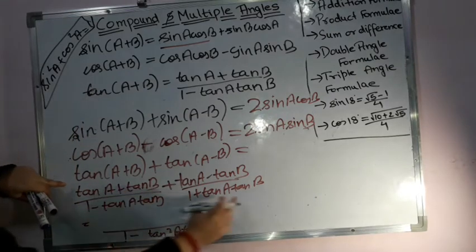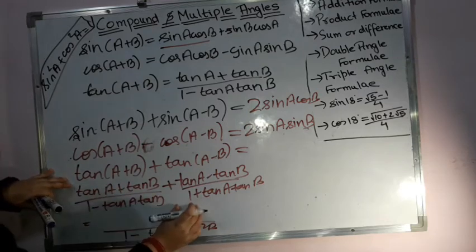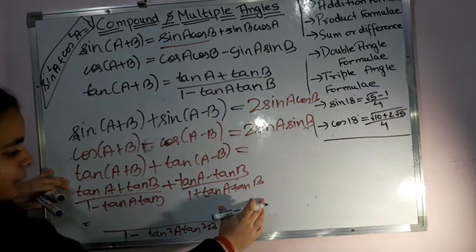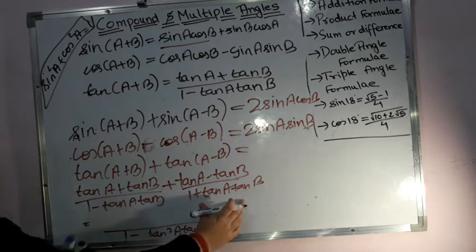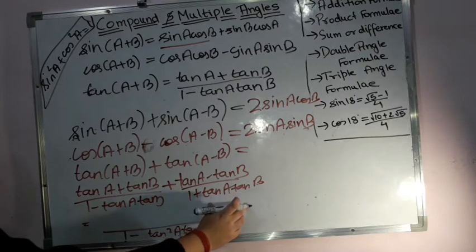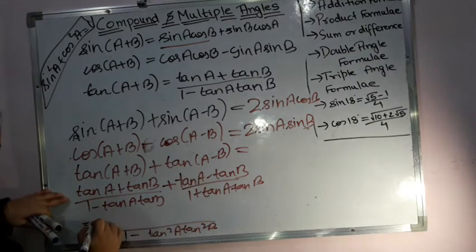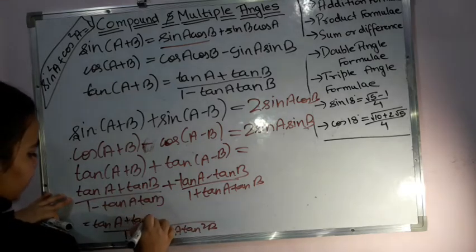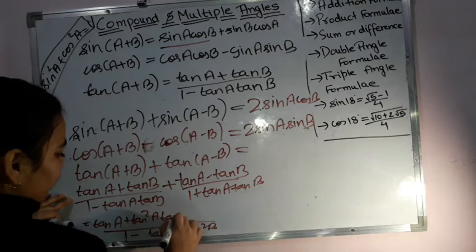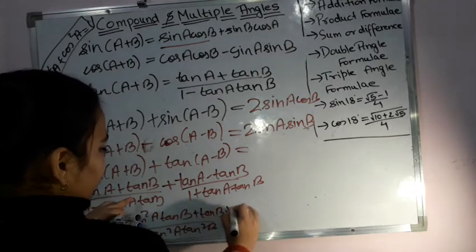And this side multiplied with this one. That means tan A multiplied with 1, so I get tan A, plus this multiplied with this, so I get tan square A tan B, plus I get what? Tan B, and plus I am getting tan A tan square B. And that side also, let me write it down for you. So it is tan A plus tan square A tan B, plus I will be having tan B plus tan A tan square B.